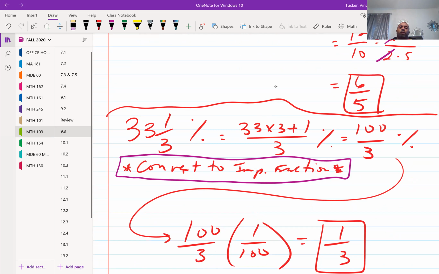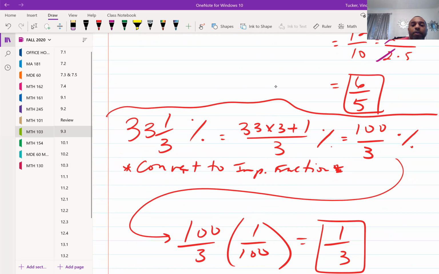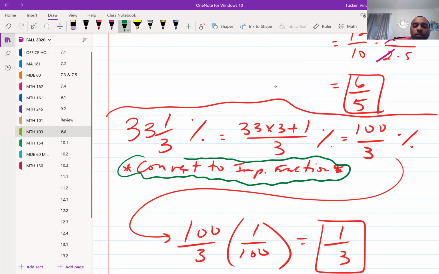All right, so I had 33 and 1/3%. Before you do anything with the percent, go ahead and convert that mixed number to an improper fraction. That'll be the best way of handling this type of problem. So we have 33 and 1/3%. We take that 33 times 3, add it to 1. 33 times 3 is 99, plus 1 is 100. Notice that's 100 over 3, and we still have the percent sign. I have not done anything with the percent sign yet. All I did was convert that mixed number to an improper fraction.